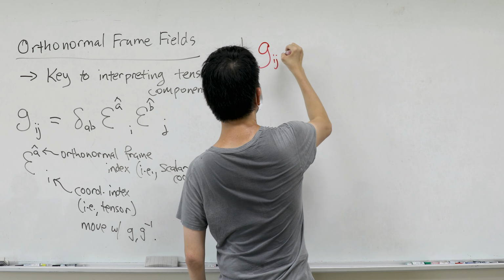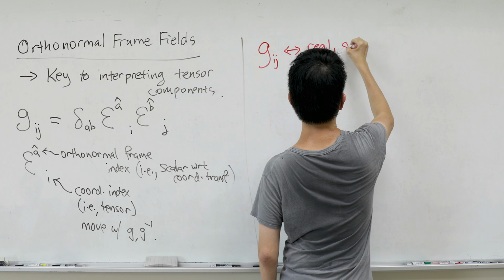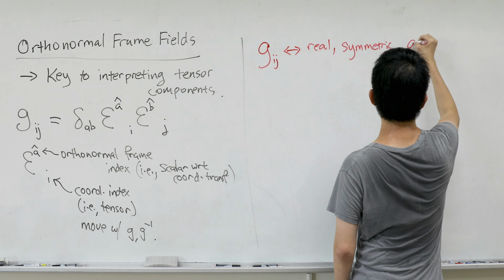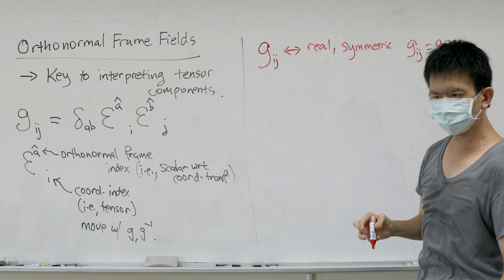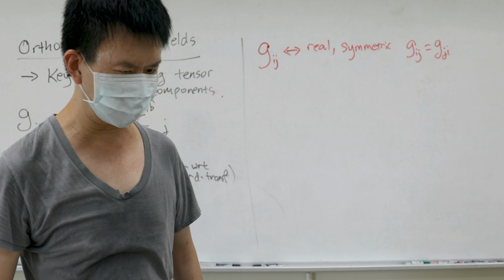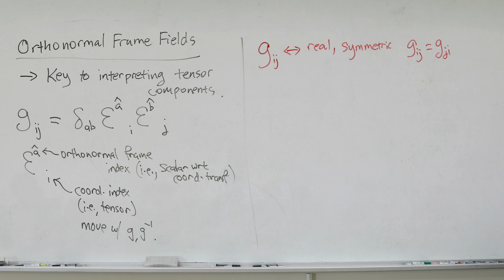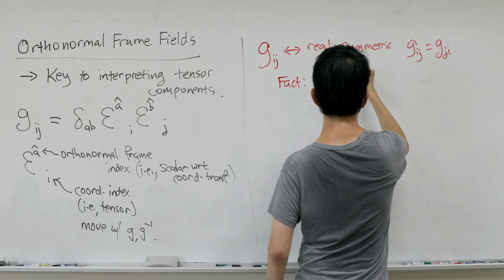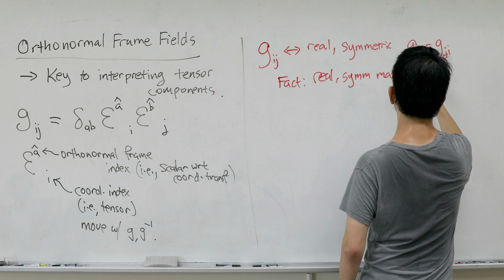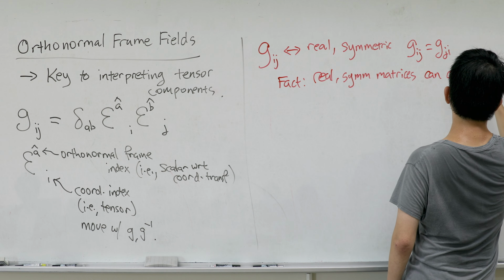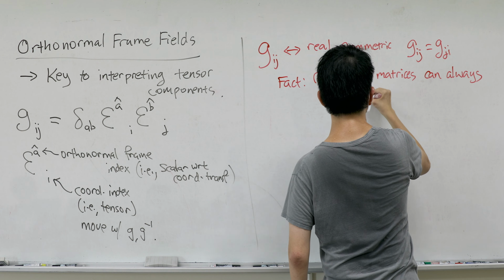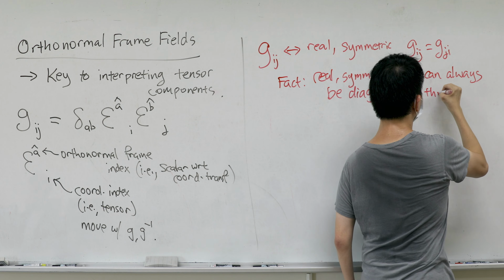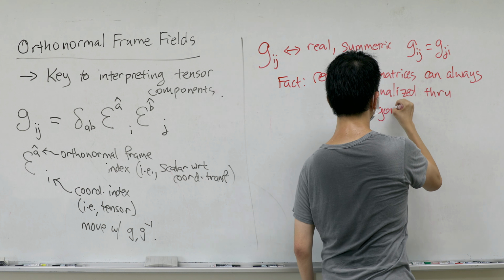So G is real and symmetric, meaning G ij is equal to G ji. And real because, remember, we're measuring the square of the length between two points, so obviously length needs to be a real quantity, and therefore the metric itself better be a real quantity. And so these two facts alone tell you, just from matrix algebra, that real symmetric matrices can always be diagonalized through an orthonormal transformation.